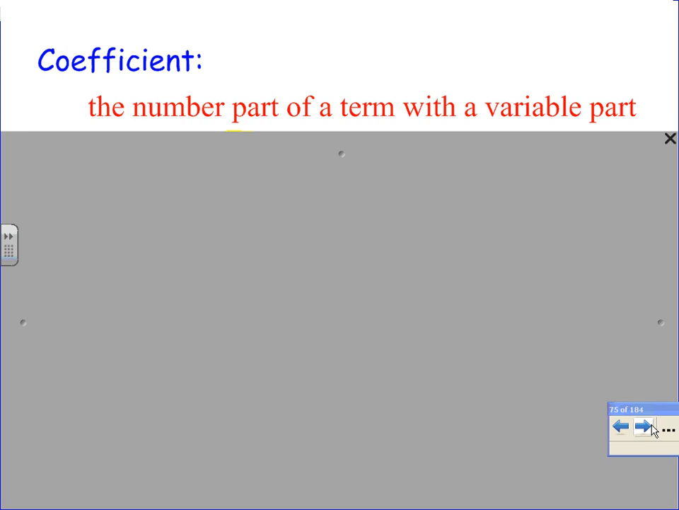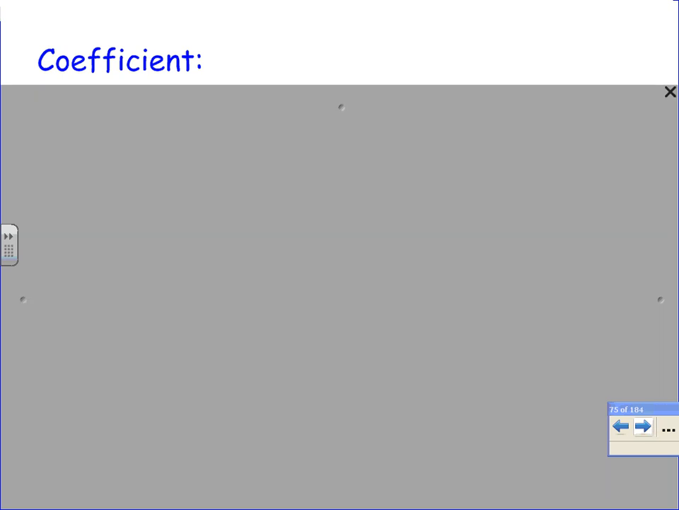Okay, coefficient. Does anyone know what a coefficient is? Can anyone explain it? Charles, can you explain it? It's a number. Okay, give me some more though. Doug?